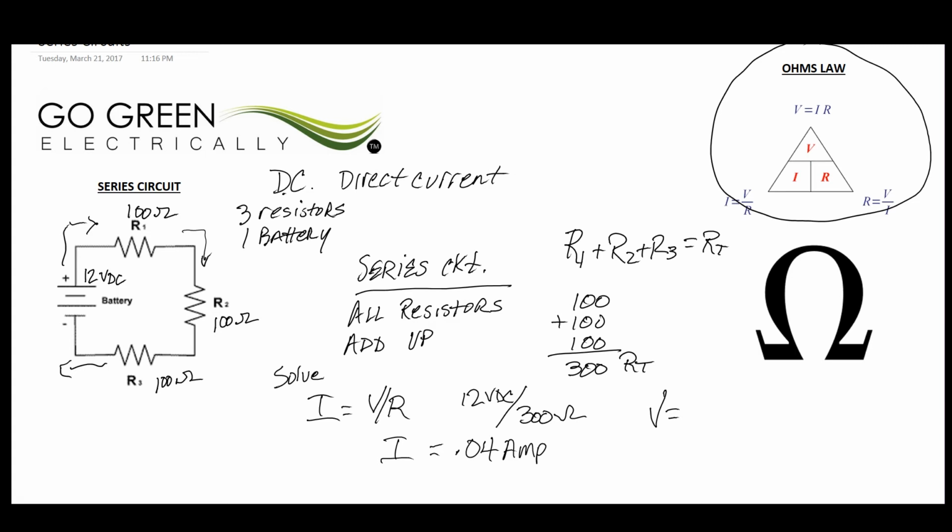So it's going to be V equals I times R. Well, we know that it's 12 volts, but we're going to take 0.04 times 300 ohms. And let's make sure that comes up to 12 volts, which it does. 0.04 times 300 equals 12. Therefore, it checks. We know that our answer is 0.04 amps.